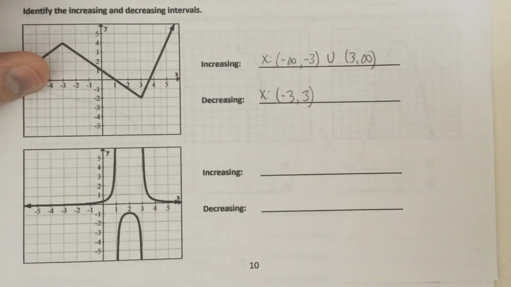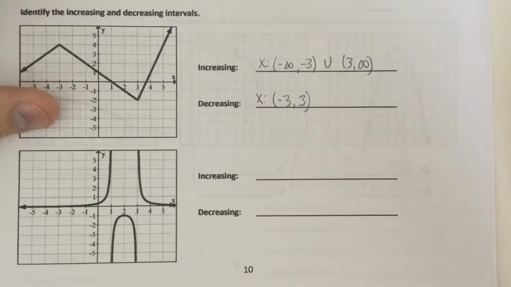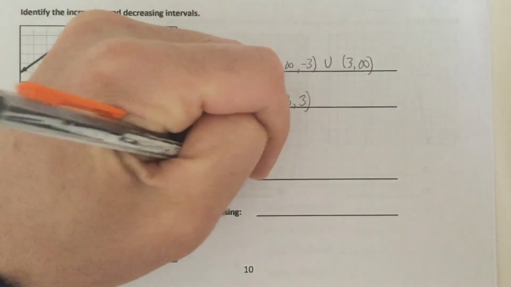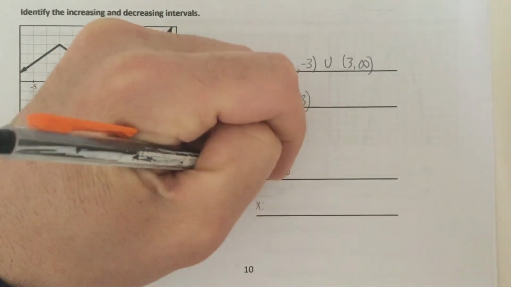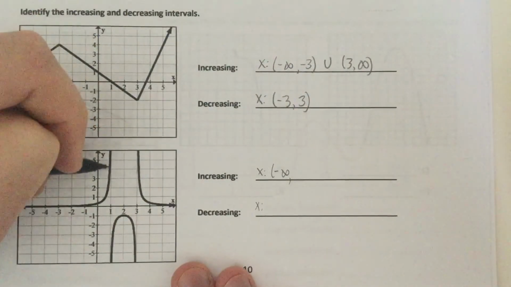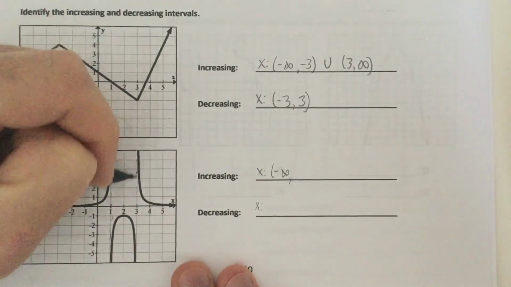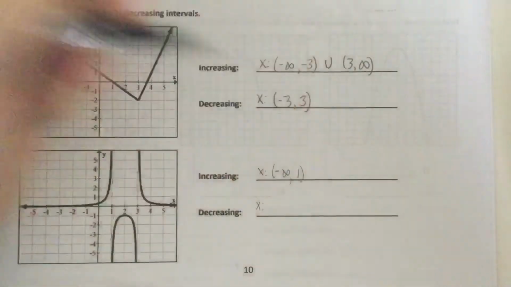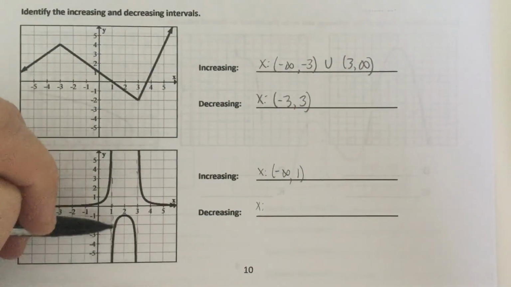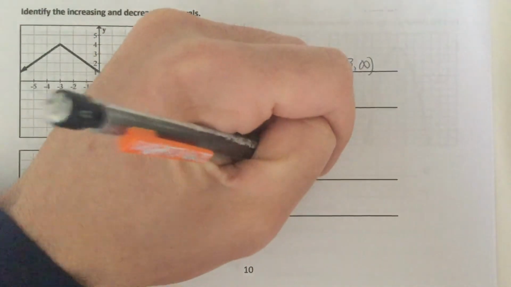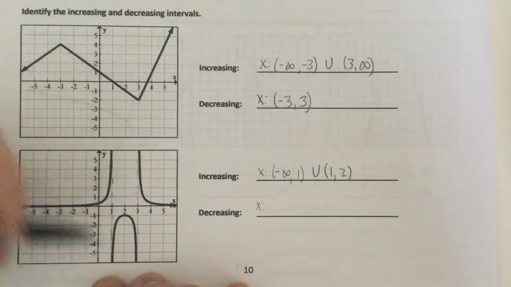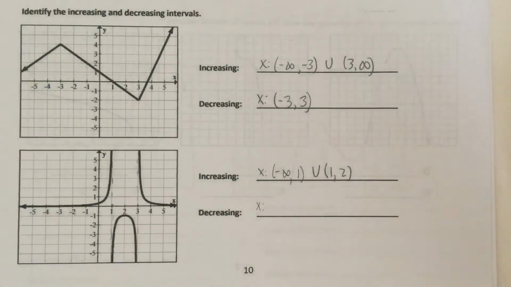All right. The bottom one is a little tricky. This one is actually increasing to start, the whole way from negative infinity. And there's an asymptote here. There's a vertical asymptote here and another vertical asymptote right there. So it's increasing to 1. And then if you look down here, it's also going to increase again. So I'm going to put my union from 1 to 2. But again, at 1, the graph isn't touching 1 because of that asymptote. So we have to write it as two separate intervals.